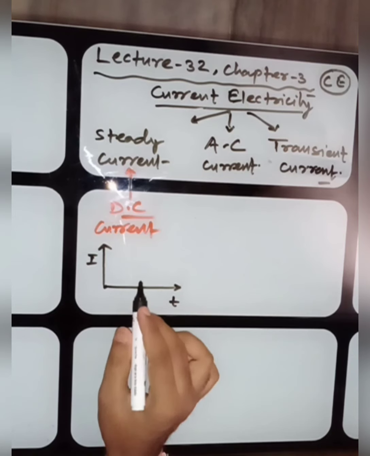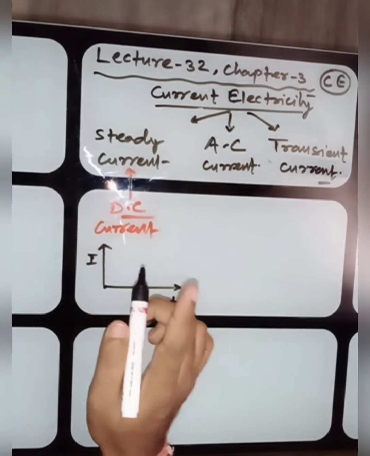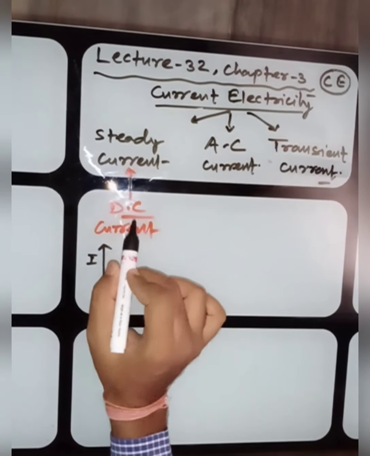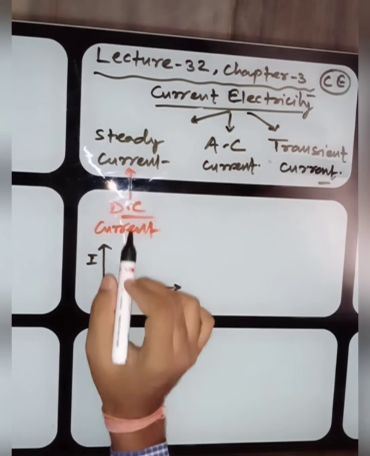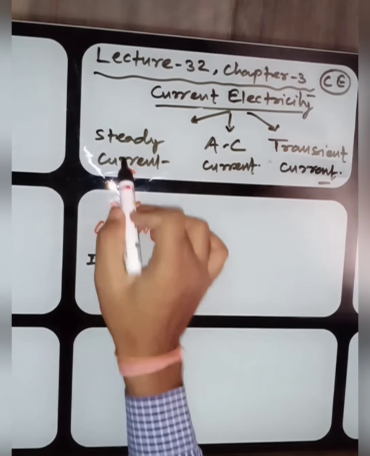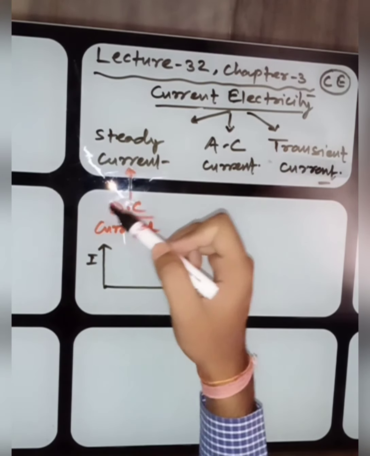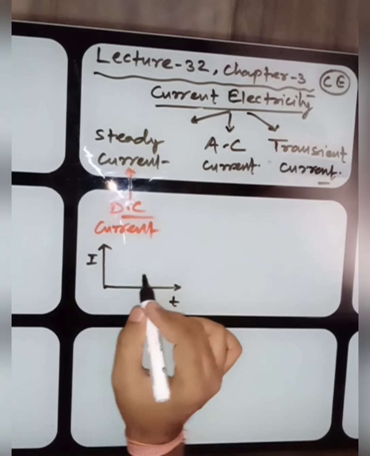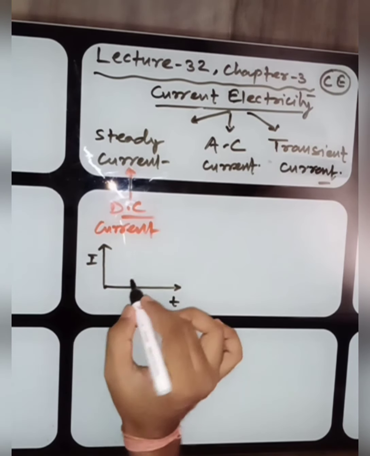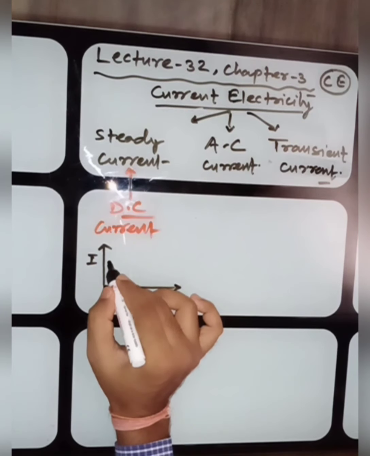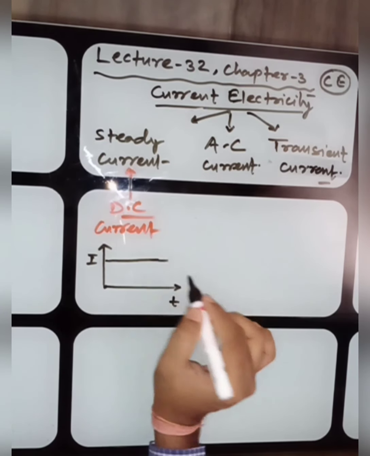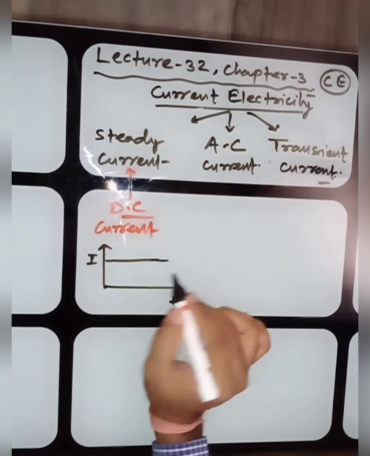The direct current has many natures. This direct current can be categorized in 2 forms: steady current and fluctuated DC current. Here I am drawing the graph of steady DC current. Steady means its magnitude is not going to change. This is the steady DC current.